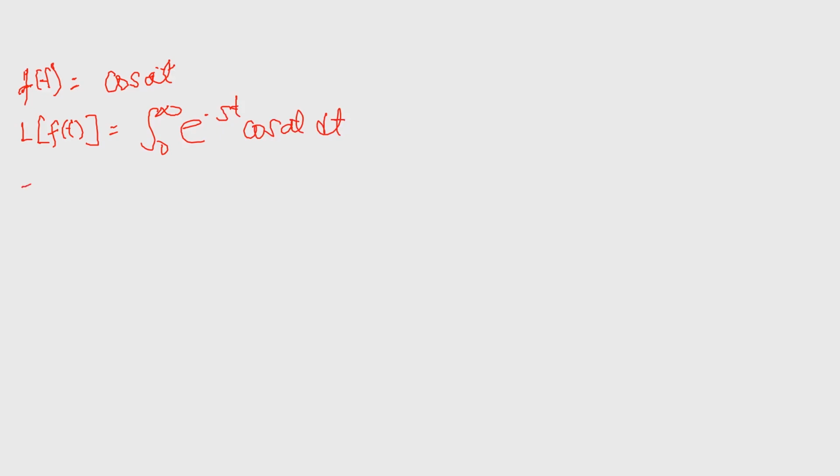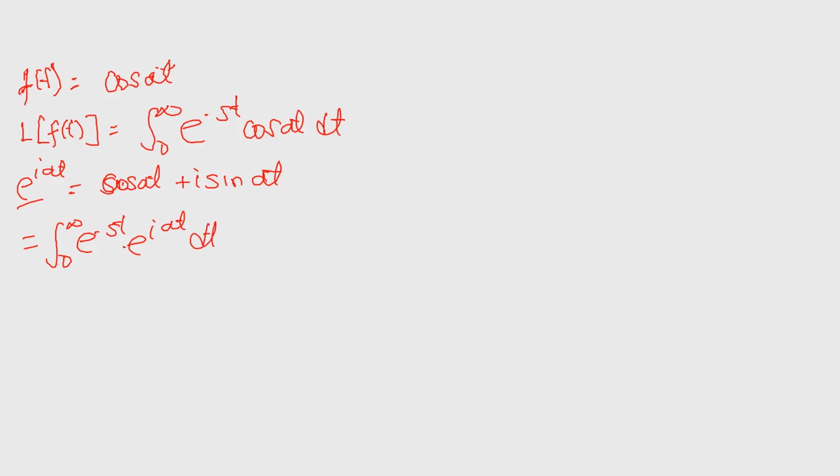It's your e raised to the power of iat is equal to cos at plus i sine at, isn't it? So what we are going to do is say that the Laplace transform now will give you the integral of e raised to the power of minus st. Now instead of writing cos at, you just write e raised to the power of iat dt.